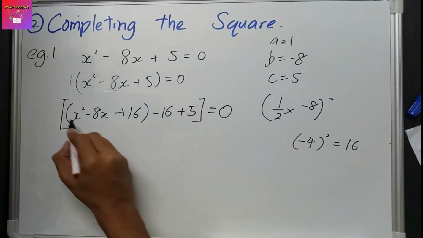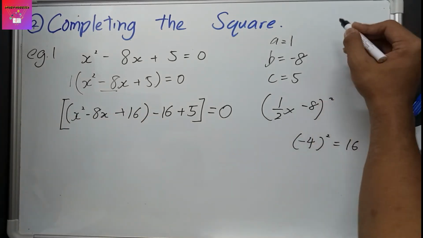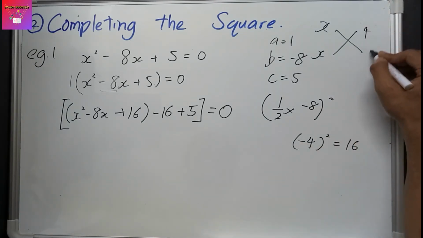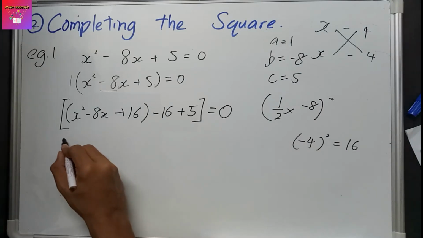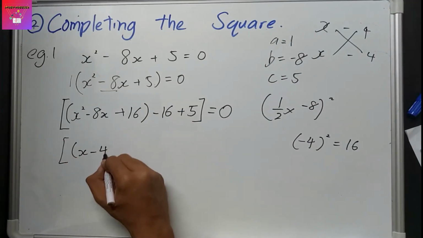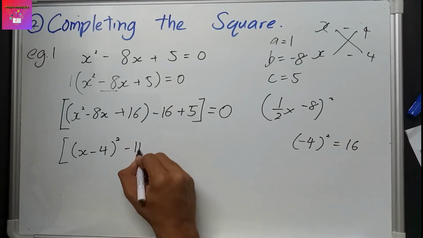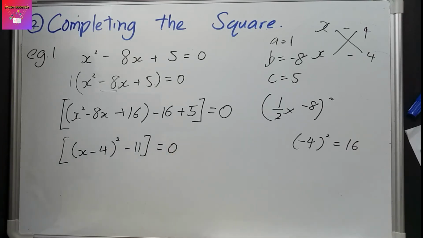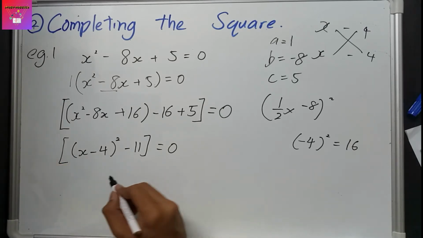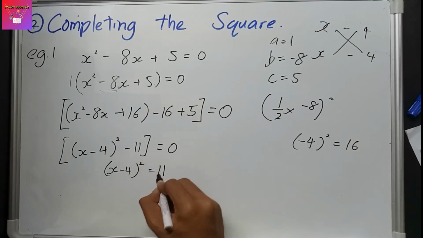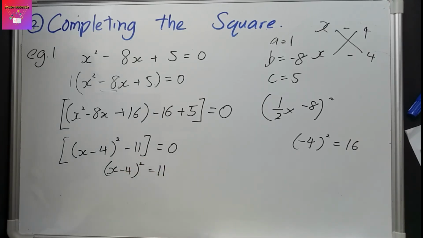Okay, so now let's factorize this part. So x square minus 8x plus 16, it's going to be something like 4 negative. So it's going to be x minus 4 square minus 16 plus 5, which is going to be -11, equals to 0. And from now onwards, you can start finding the value of x already. You can remove this bracket, x minus 4 square is equal to 11, because -11, you bring it to the right hand side, it's going to be positive. So x minus 4 square equals to 11.